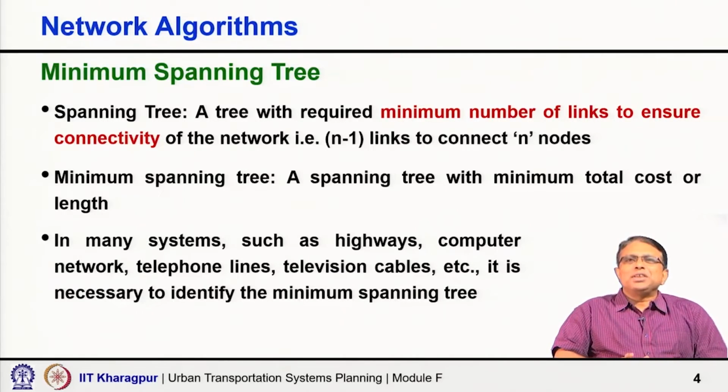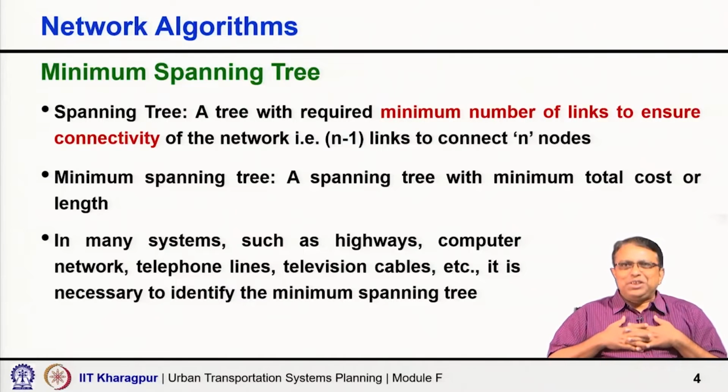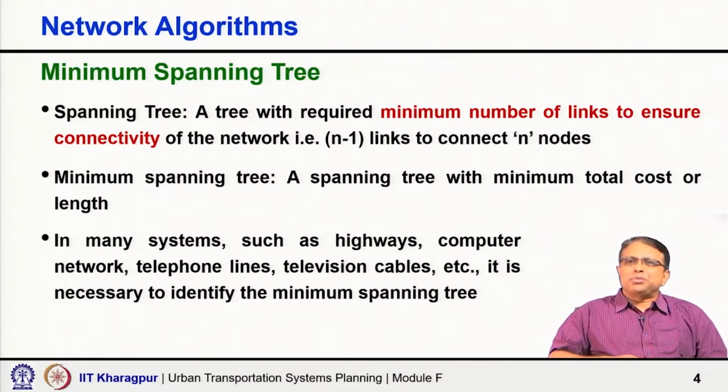So, I am optimizing in terms of the total length of the network that I have to construct, that I have to operate, that I have to maintain properly to ensure this connectivity. So, that is what the minimum spanning tree is. N minus 1 links to ensure connectivity of n nodes with total minimum length of the links, n minus 1 selected links.